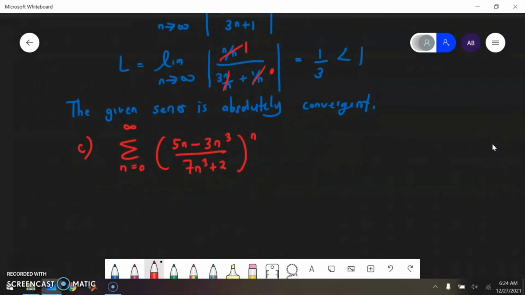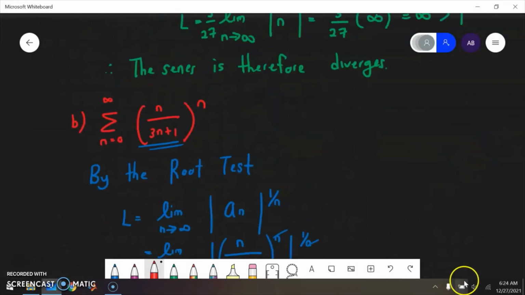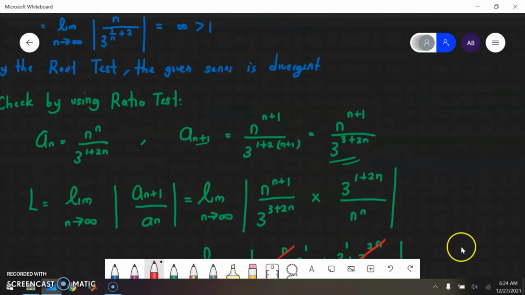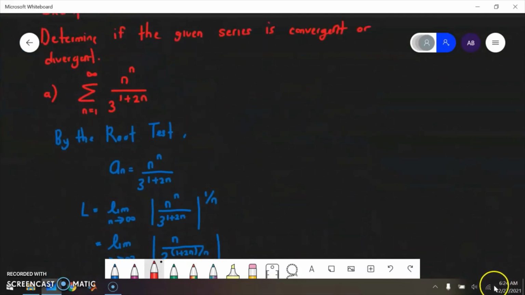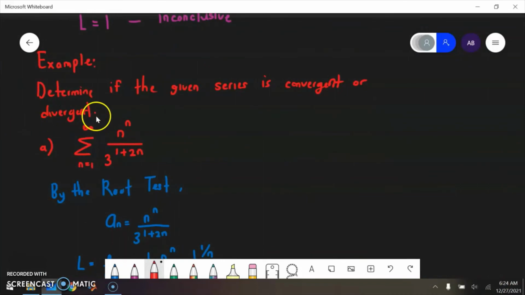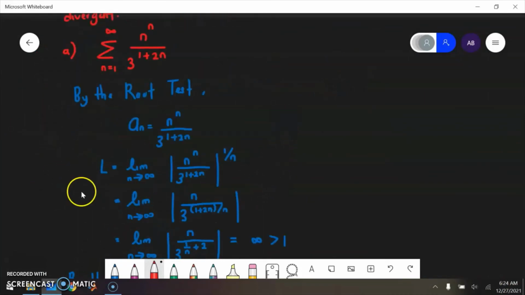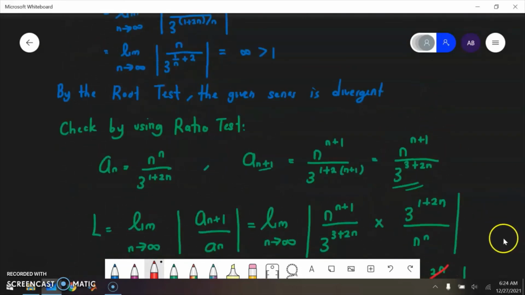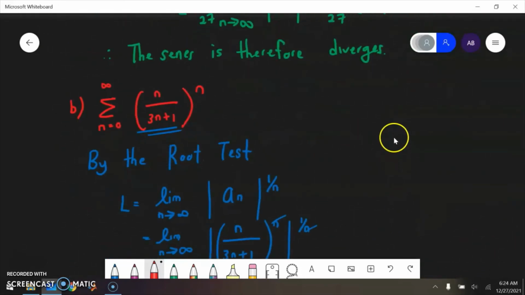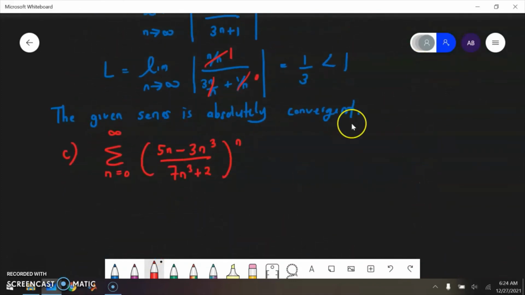Now, I forgot to mention that if you look at the question given earlier on, it says: determine whether the series is convergent or divergent. But when we are using the root test, we use the absolute value, right? So if it's convergent, we say that it's absolutely convergent because of this absolute value here. If the question actually asks convergent or divergent, you can avoid using the absolute value sign.